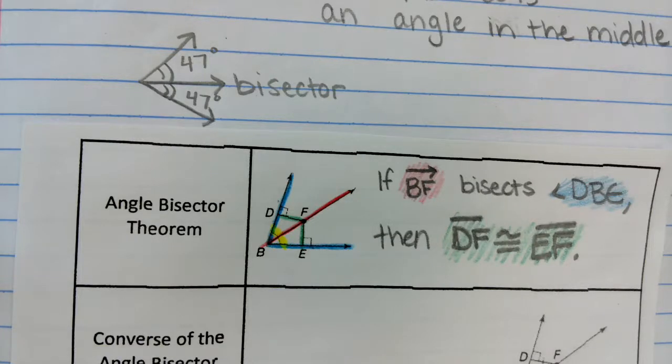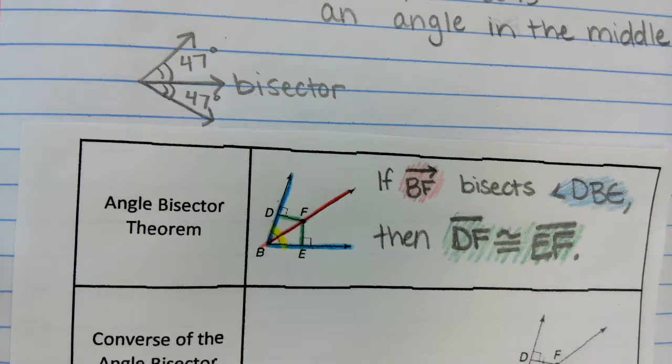Okay, so when we look at this, we know that because we have those angles that are congruent, that's what we're starting with, we then can say that those green segments, DF is congruent to EF.